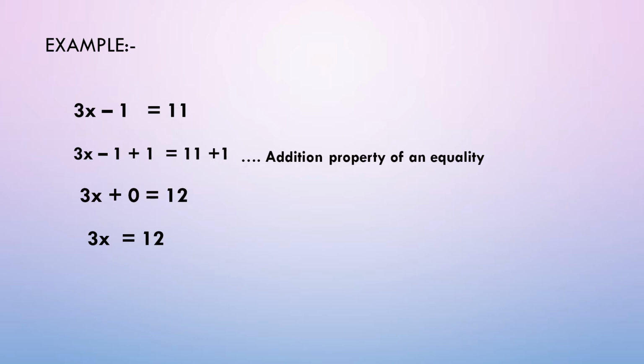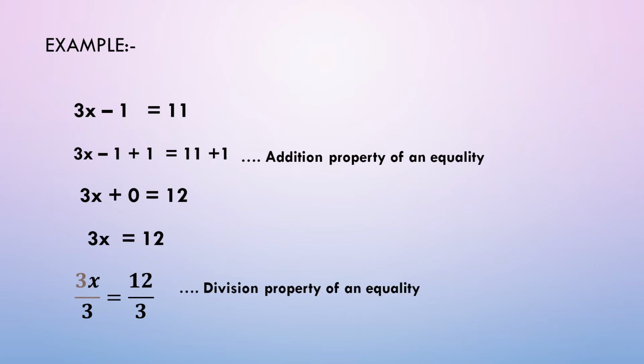So 3x upon 3 is equal to 12 upon 3. Which property do you use here? Division property of equality. So your 3 and 3 get cancelled. 3 ones are 3, 3 fours are 12. So x is equal to 4. So 4 is the solution of the equation.